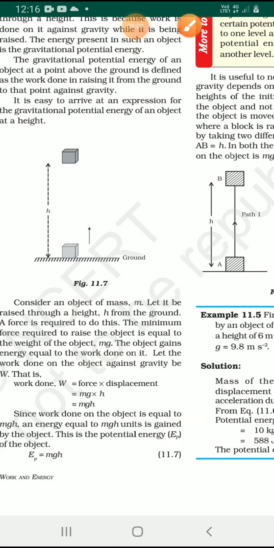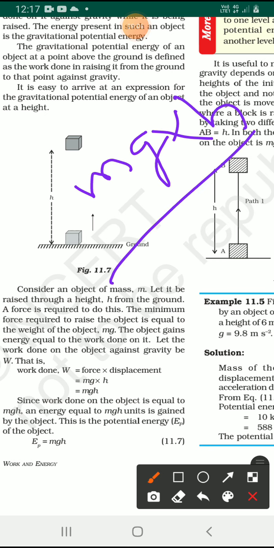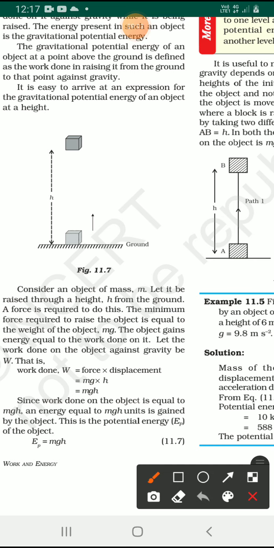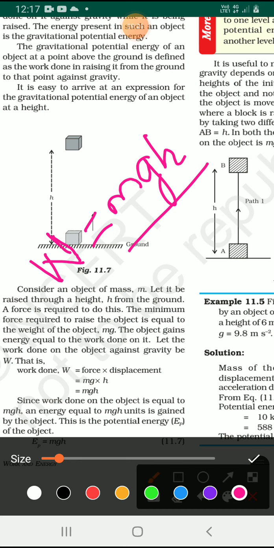So we can write as mg into h, isn't it? Mg into h. So we can write finally that W is equal to mgh, right? Okay, mgh. M is mass, g is gravitation, h is height.